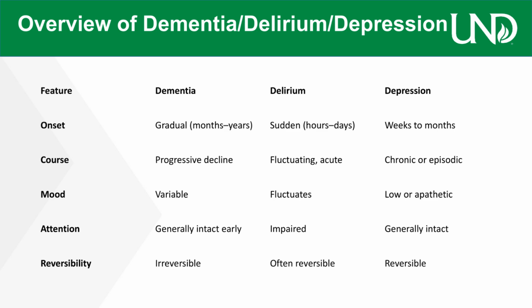Depression does not usually occur suddenly. It usually comes on over weeks to months. It is usually chronic or episodically worse. Mood is low and may be apathetic. Their attention is usually intact, and it is with treatment reversible.